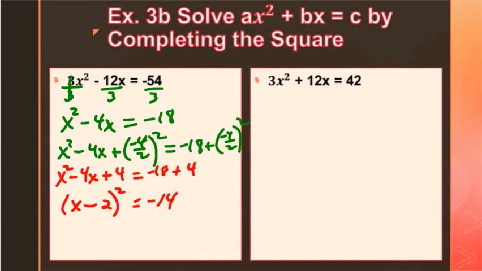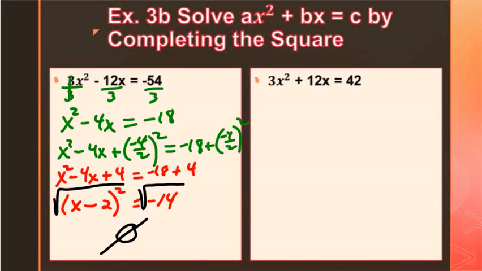Now to solve, I need to find the square roots of both sides. But you notice we have a problem. We cannot find the square root of a negative number. So that's a clue that there is no solution for this problem.